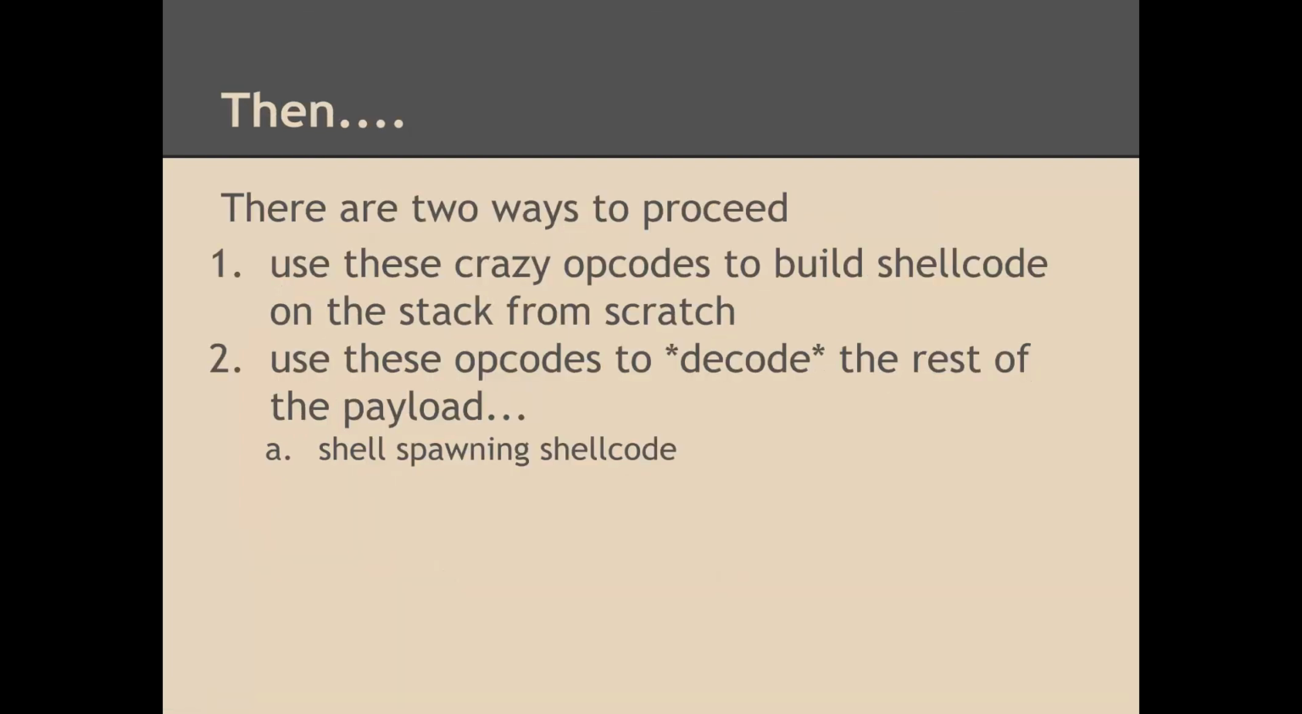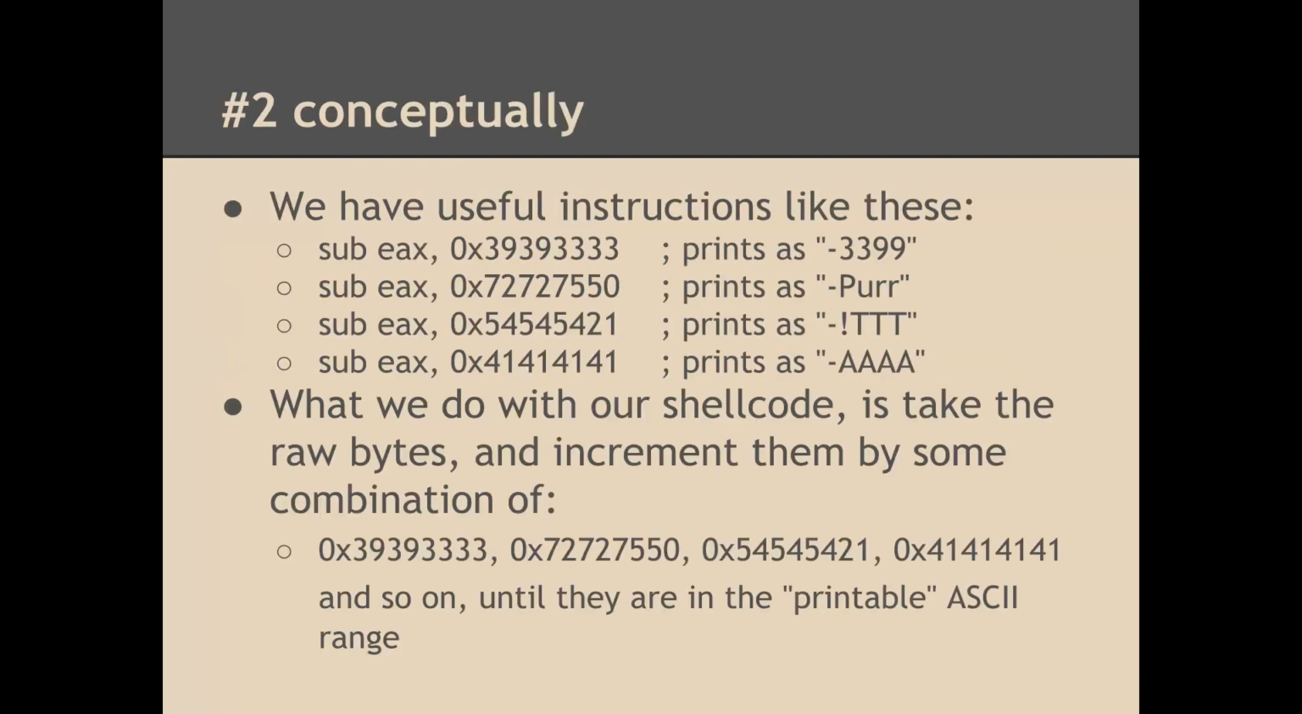So you could use all the crazy opcodes here to just build the shellcode from scratch on the stack, but the logic to do that would be just insane. Or you could do, like I already said, use it to decode the rest of the payload. So you would have the useful instructions, the sub EAX, and then whatever 4-byte combinations you like, doing subtraction that could perhaps be doing the decoding of the rest of it.